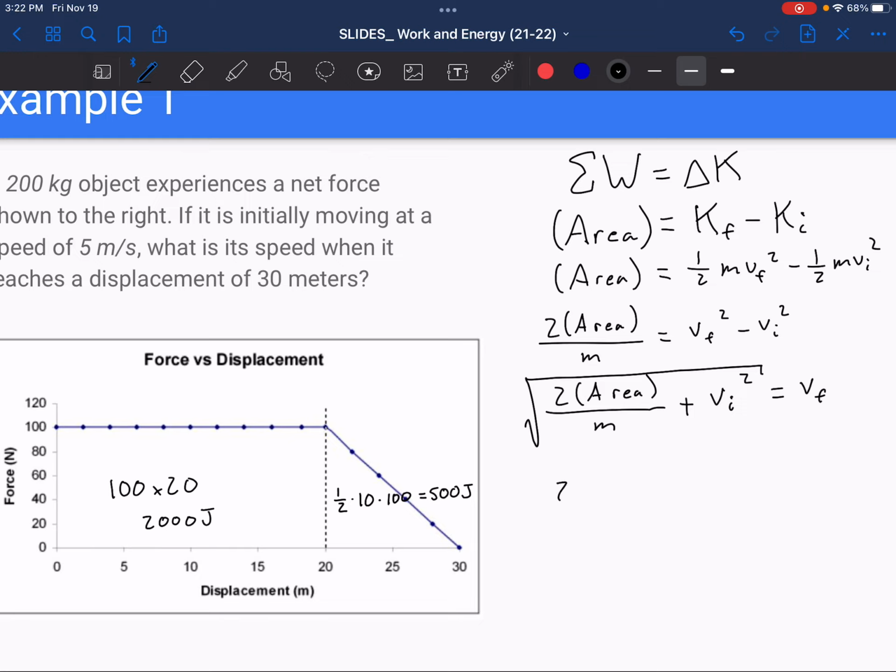So I can do 2 times the total work done, which is the area, which is 2,500 joules. And then we want to divide by the mass of our object, which is 200 kilograms. And then we want to add the initial speed in, which was 5 meters per second squared right there. That should give us our Vf. And now I'm going to go ahead and plug that into my calculator.